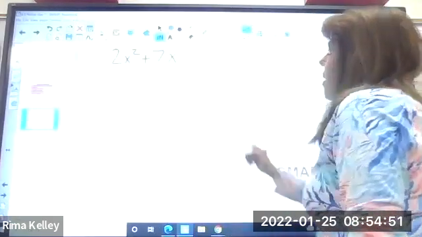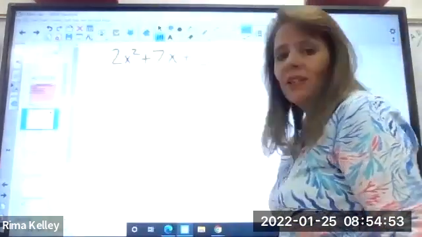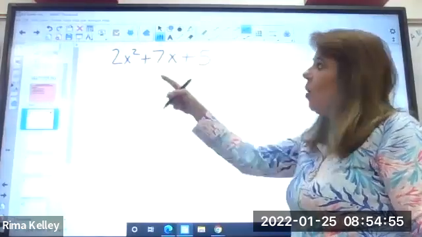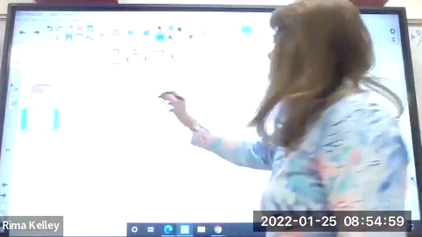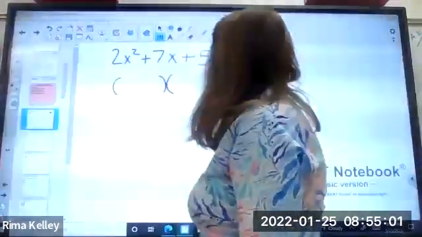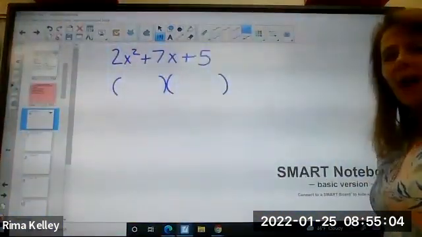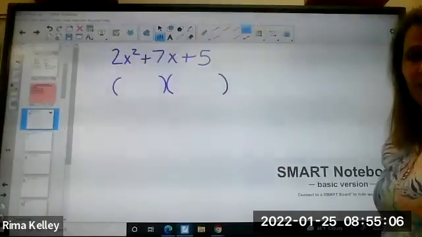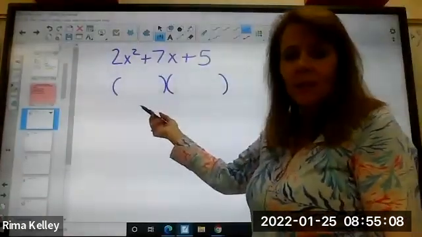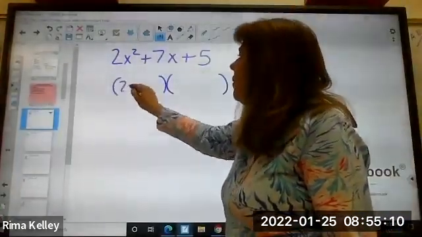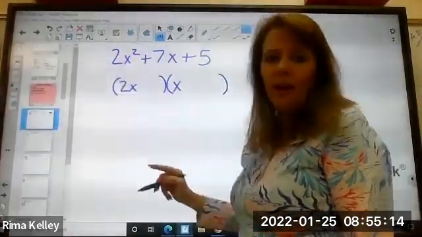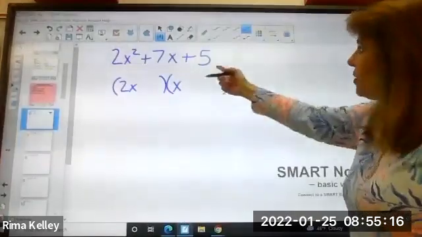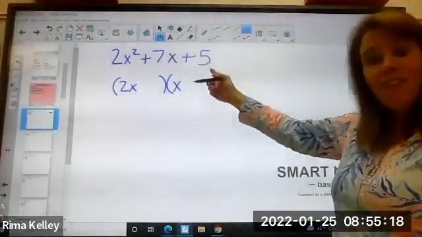Here we go. These are examples of ones where the first term's coefficient is not 1. So just like you did before, you do 2 parentheses, and you ask yourself, what times what is 2x squared? The only things that multiply to give 2x squared are 2x and x, because 2x times x is 2x squared. Now you ask yourself, what times what is 5?